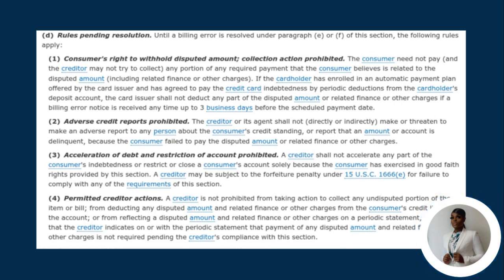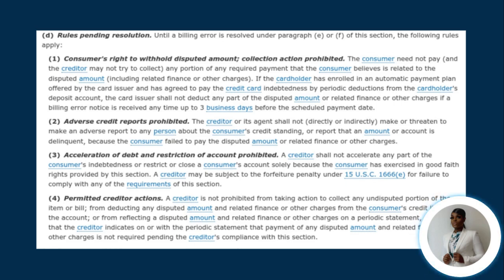If the cardholder has enrolled in an automatic payment plan offered by the card issuer and has agreed to pay the credit card indebtedness by periodic deductions from the cardholder's deposit account, the card issuer shall not deduct any part of the disputed amount or related finance or other charges if a billing error notice is received at any time up to 3 business days before the scheduled payment.